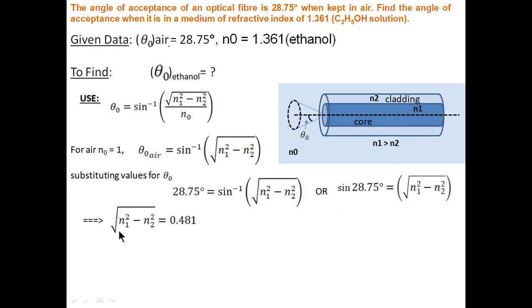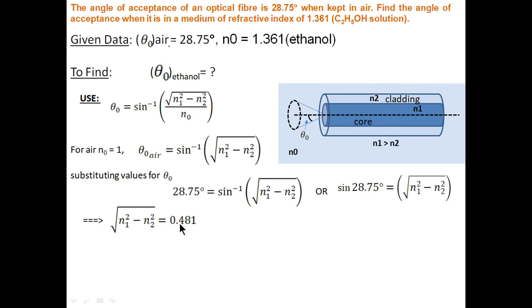So finally you find that root of n1 square minus n2 square cumulatively gives 0.48 for air. Not an issue, because n1 square and n2 square won't change at all, since they are intrinsic properties of the optical fiber, remember. There is no n0 here. N0 is more or less 1, which doesn't make any change. If it were a different medium, you couldn't compare, and you would land in trouble. But here it starts from the very basic level, that is air. So 0.48 is the value.